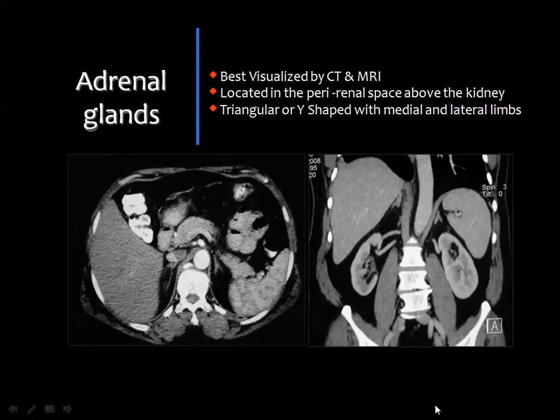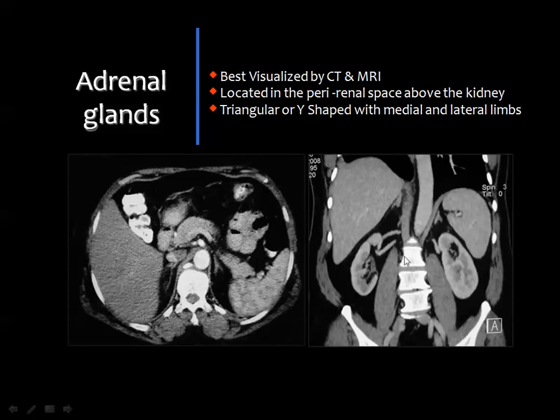And you may also reconstruct the images in the coronal like this or in the sagittal plane. The normal appearance of the adrenal gland is like an inverted Y configuration. It has a main stem, a lateral limb, and a medial limb. And this is the same on the right side, except that many times you cannot see the lateral limb of the right adrenal gland because it is adherent to the adjacent liver.